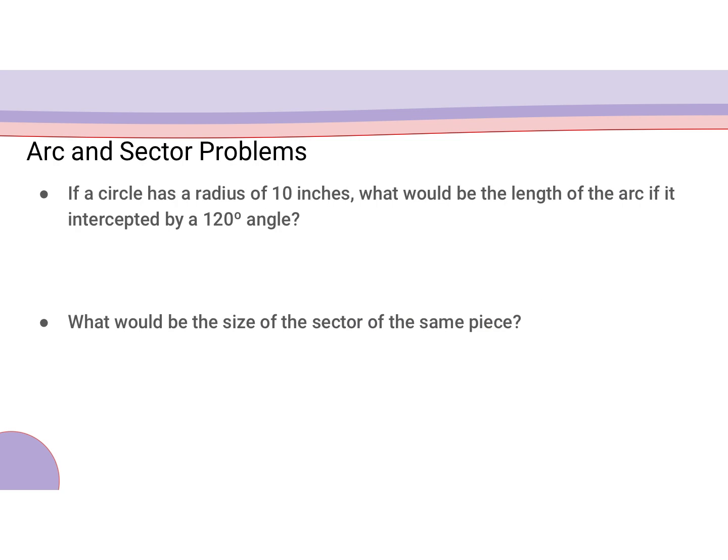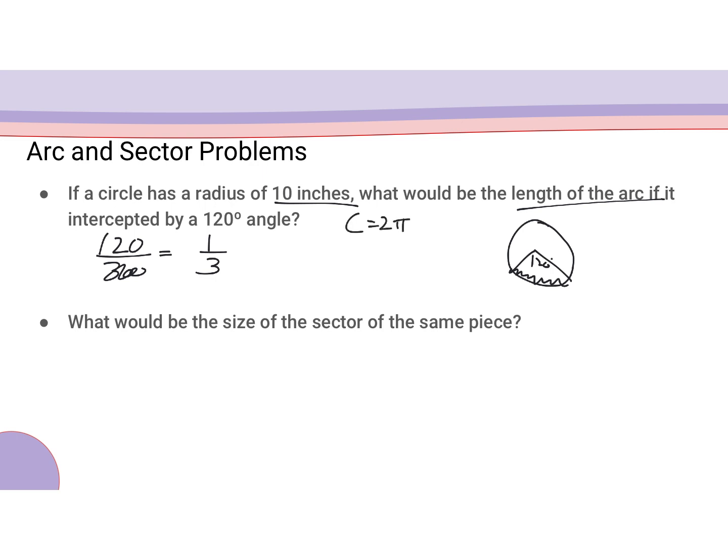So here's an example. If a circle has a radius of 10 inches, what would be the length of the arc intercepted by 120 degrees? So here's 120 degrees. We know that 120 degrees out of 360 is the same as 1/3 of the circle. So I want 1/3 of the circumference. Circumference is 2 pi r, and since r is 10, it's 20 pi inches. So I do 1/3 times 20 pi inches. Unfortunately, this doesn't cancel, so we would just leave it as 20 pi over 3 inches. And that would be it in this case.